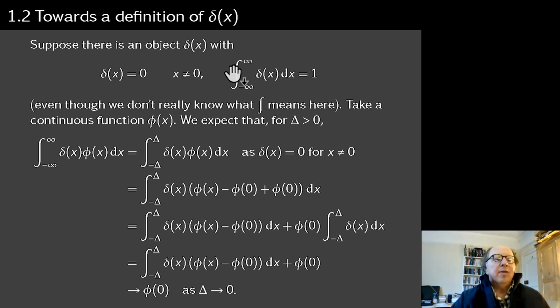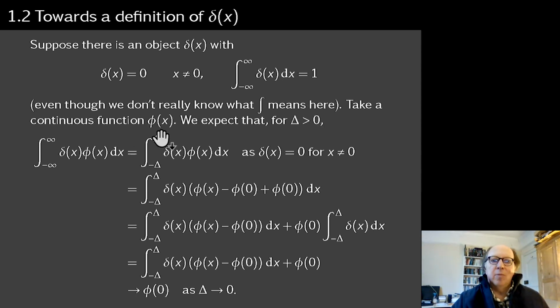So let's take a step towards defining this delta function. Suppose there is a thing called delta of x, and suppose delta is 0 when x is non-zero and its integral is 1, whatever this means. Let's not get too picky about this. We'll just say, suppose there is a thing where this is going to be, well, we're going to interpret this quite liberally.